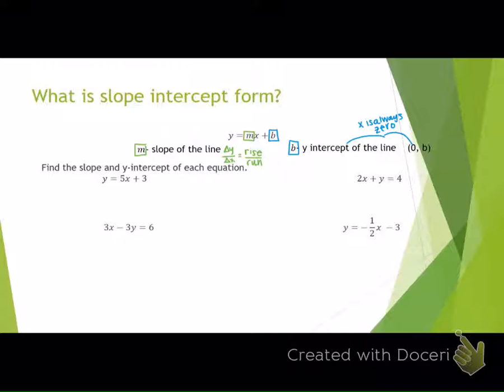Okay, so this next one says find the slope and y-intercept of each of the equations. So before you can find the slope and the y-intercept, you must first put it into slope-intercept form. So before you can do this, put into slope-intercept form first.